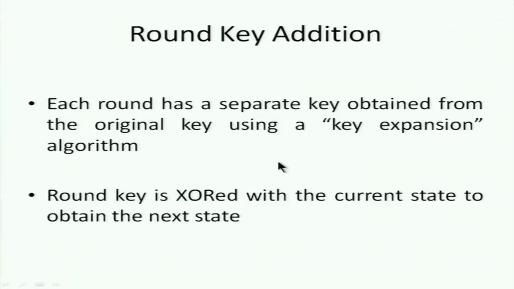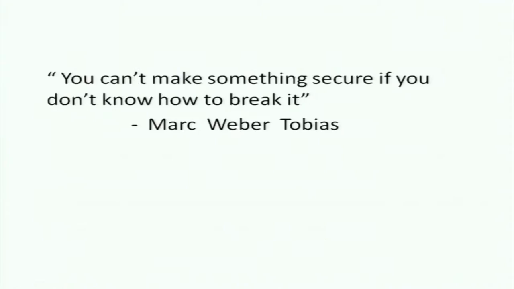So the S-box, the round key generation, all of these little things are important from the point of view of security. Basically, the round key is again 128 bits represented as a 4x4 array, and it's simply XORed with the current state to obtain the next state. So this is the thing.